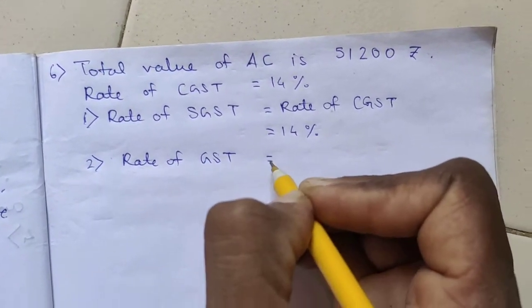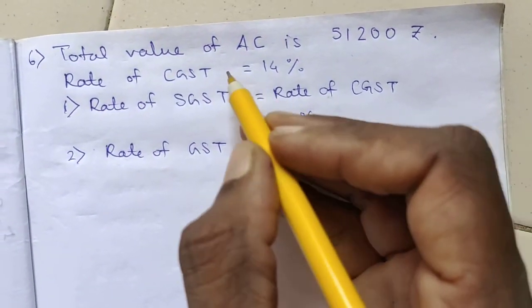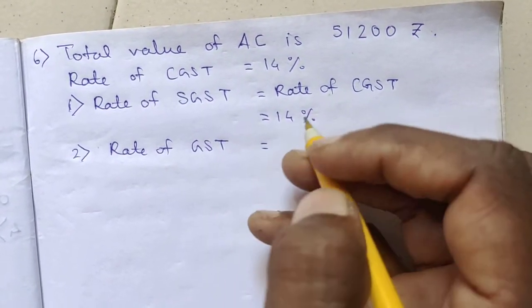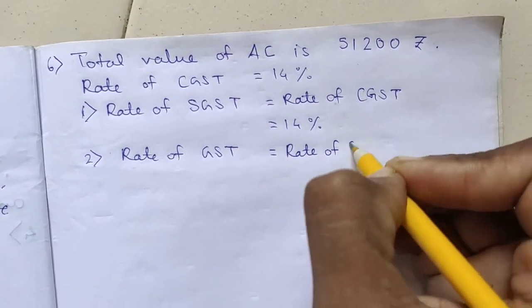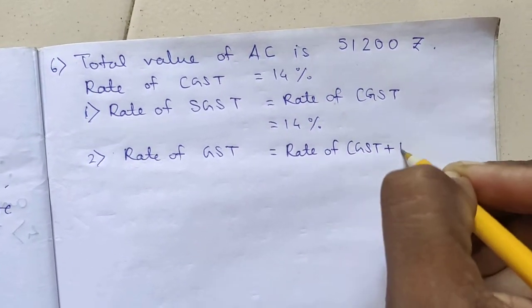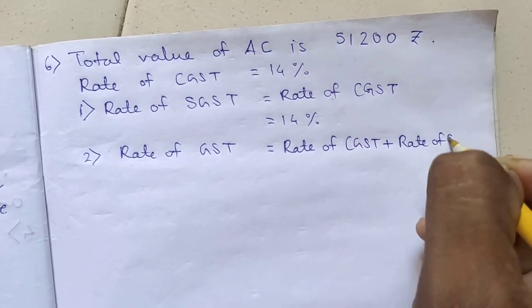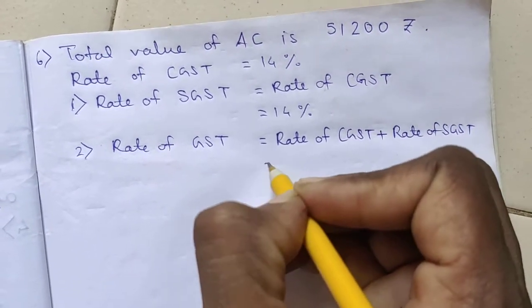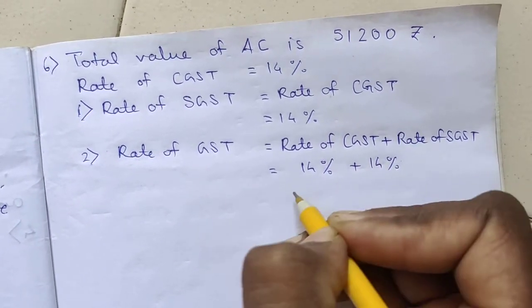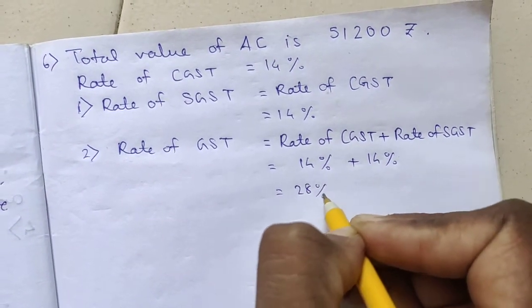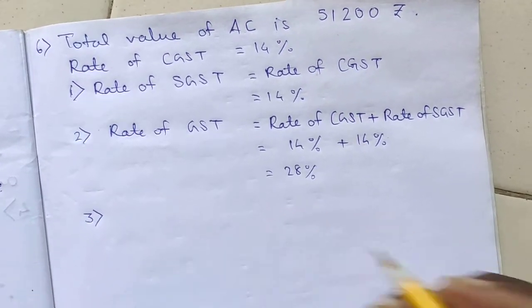So how to calculate the rate of GST? CGST plus SGST gives you GST. So that is what we are writing: rate of CGST plus rate of SGST, or you can simply double it. So 14% plus 14% gives you 28%. So we have done the first part and second part.